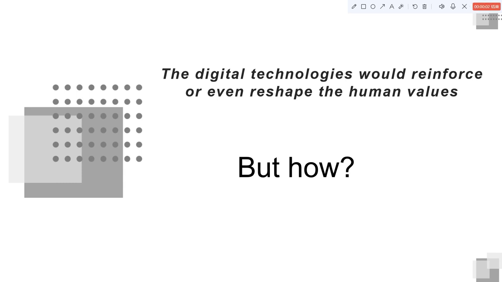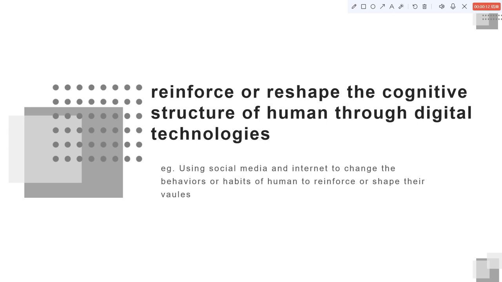So let's move on to the main topic today. How will digital technologies reinforce or even reshape human values? I would argue they reshape or reinforce human values by reinforcing or reshaping the cognitive structures of humans using digital technologies. Here are examples of using social media and the internet to change human behavior or habits, to reinforce or reshape their values on a daily basis.